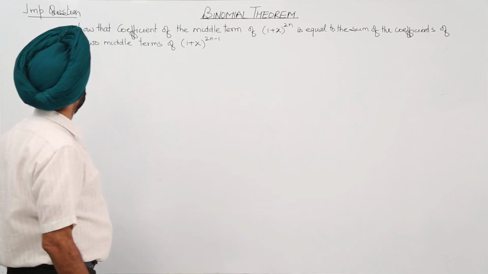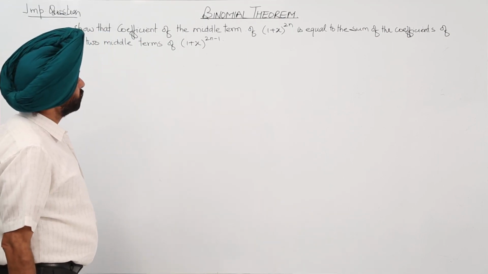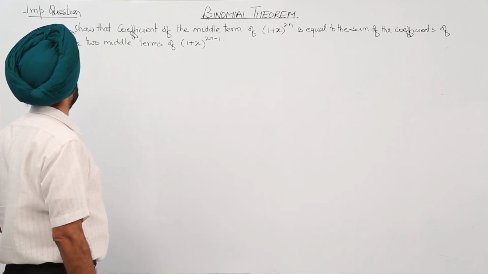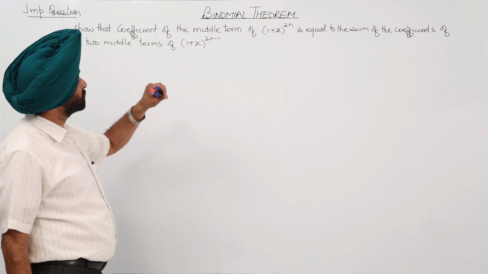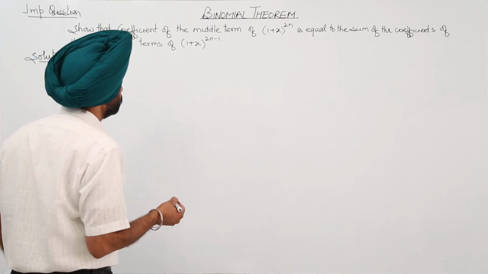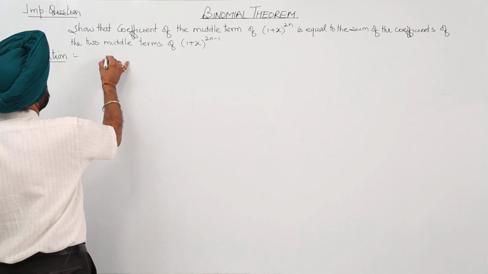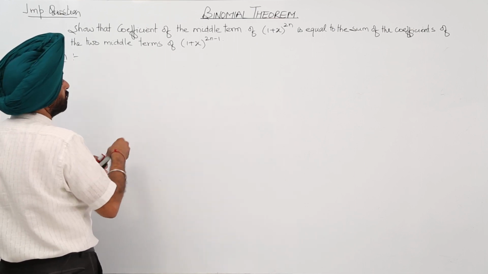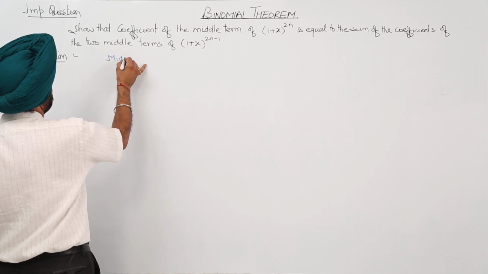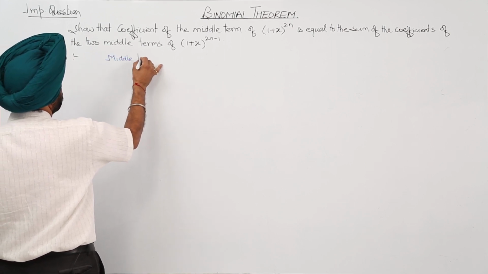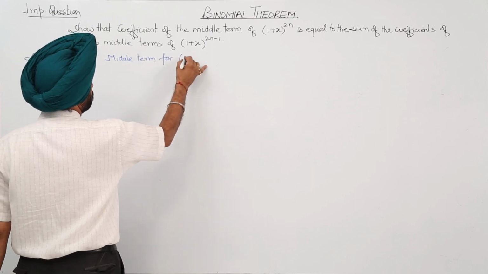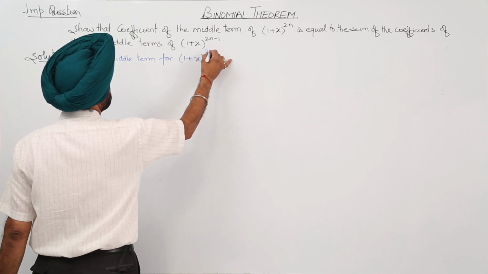Now we have to show that the coefficient of the middle term of (1 + x)^(2n) is equal to the sum of the coefficients of the two middle terms of (1 + x)^(2n-1). Now first of all, the middle term for (1 + x)^(2n).